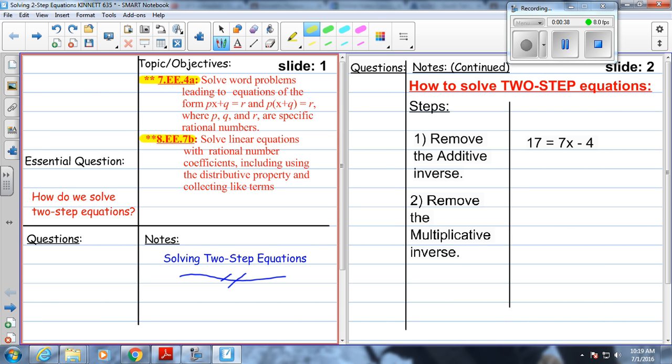Okay, welcome back, students. So our essential question is how do we solve two-step equations? And we are recycling what we just learned in the previous lesson. We're just putting two of them together. And what we're about to learn is there is a sequence we have to use in order to solve equations.